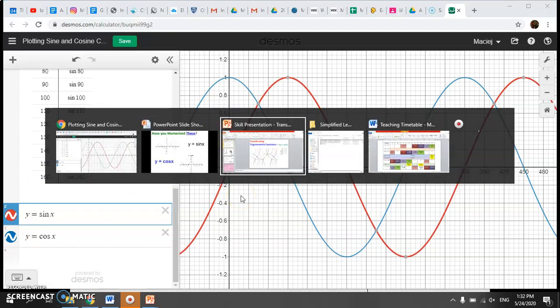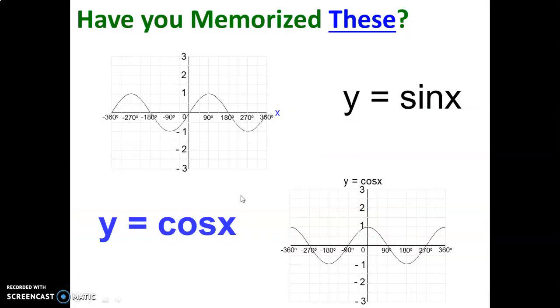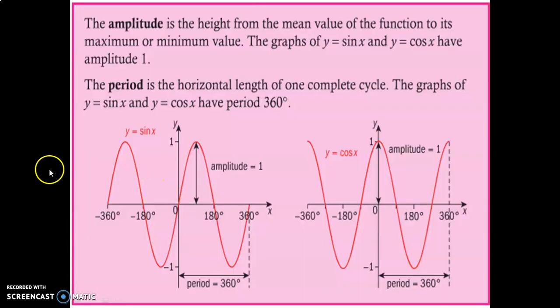Okay, let's take a look at some more details here. So, keywords for these. Number one is amplitude. This is the height from the mean value of the function to its maximum or minimum value. The graphs of sine x and cos x both have an amplitude of 1. Let's take a look here.